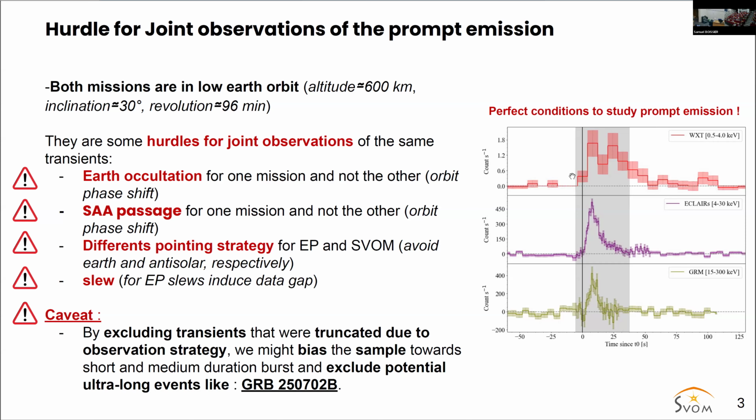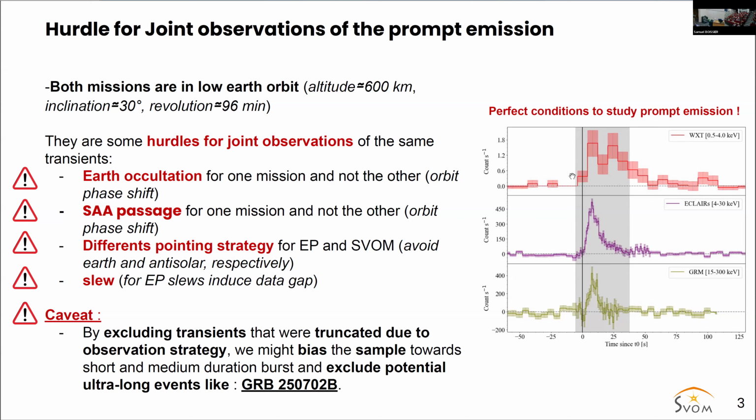we have problems, of course, due to operations. There is the Earth occultation. You can have one instrument that is Earth occulted, whereas the other mission is not. You have, of course, the SAA passage. One mission has an instrument completely switched off due to the SAA, but not the other. You have also a different pointing strategy, which means that they are not always looking at the same part of the sky. And you have also slews.